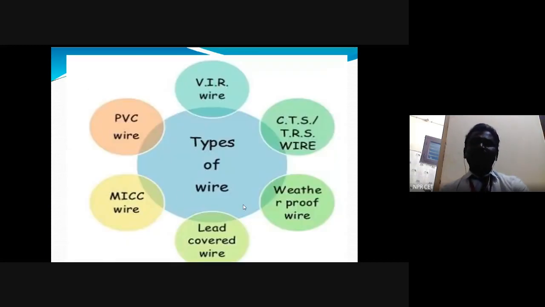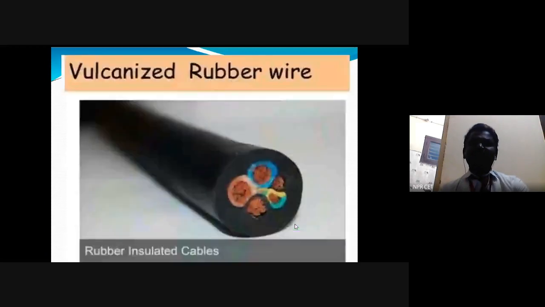So the types of wiring have already been discussed. The wires used are PVC wire, VIR or vulcanized Indian rubber wire, CTS or TRS wire, weatherproof wire, lead cover wire, and MICC wire. This is vulcanized rubber wire. In three phase, there are phase R, phase Y, phase B, and a neutral wire.